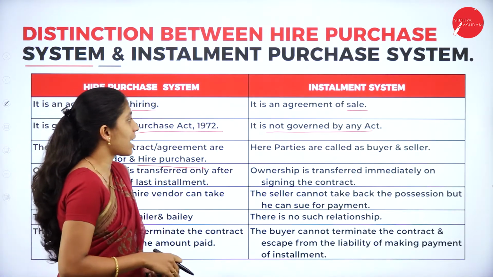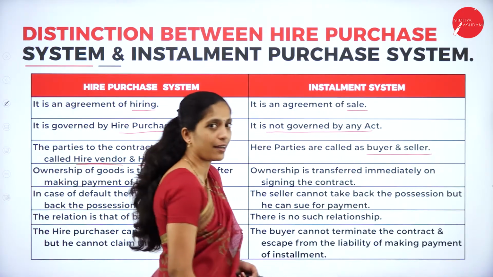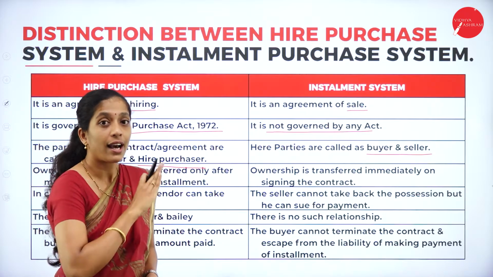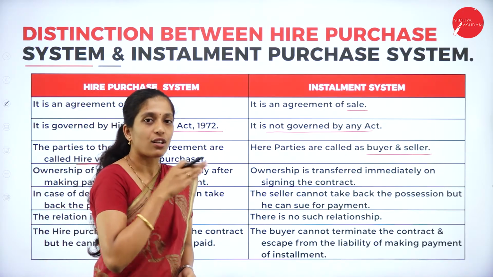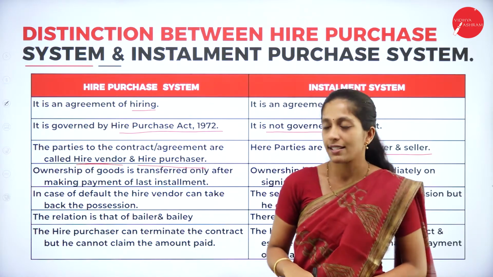Whereas coming to installment system, here parties are called buyer and seller. So here this is not hire system. So it is called buyer and seller. So there are two parties, buyer and the seller.